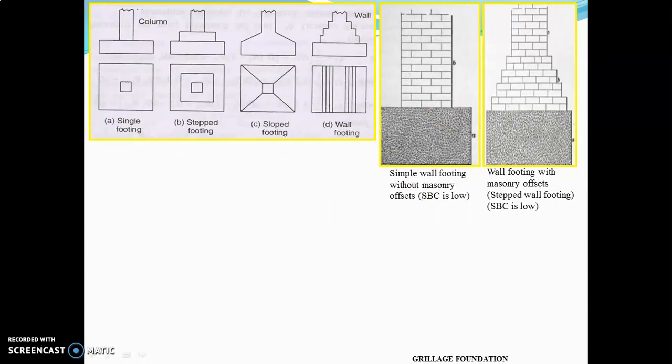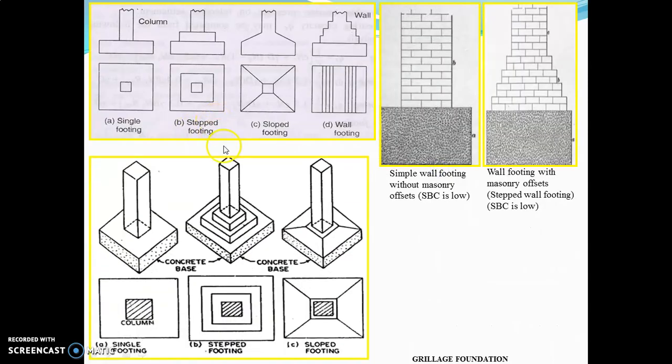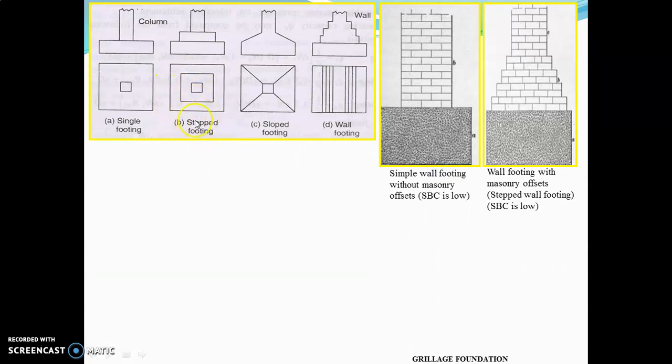You can see here this is a single footing. Only one spread. This is a column and the foundation is like this. And next one, I told about stepped footing. Here this is with the spread with the steps. So you can see here this is a spread with the steps. Here this is a single spread, here spread with the steps.